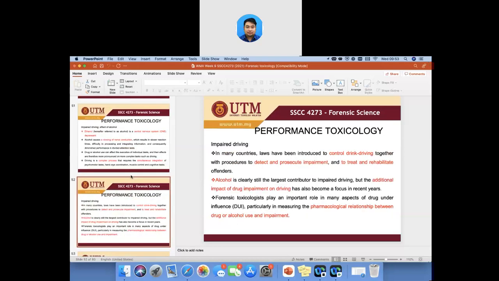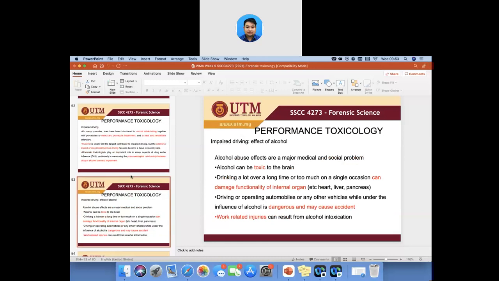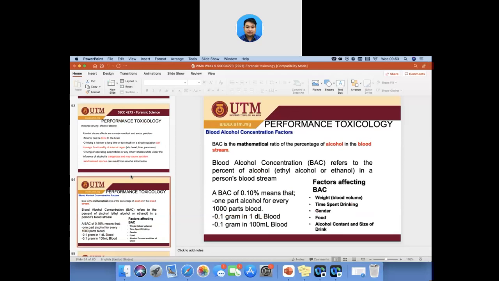Impaired driving, this is something that you can read on. Okay, blood alcohol concentration factors. Blood alcohol concentration is a mathematical ratio of the percentage of the alcohol in the bloodstream. Blood alcohol concentration refers to the percent of alcohol in a person's bloodstream.